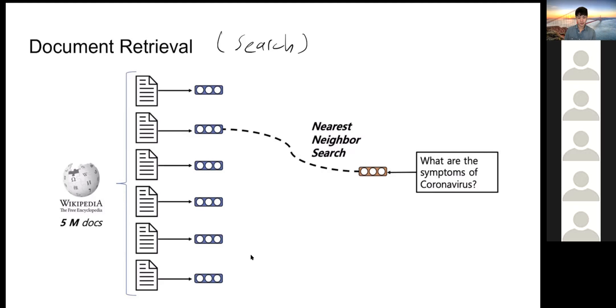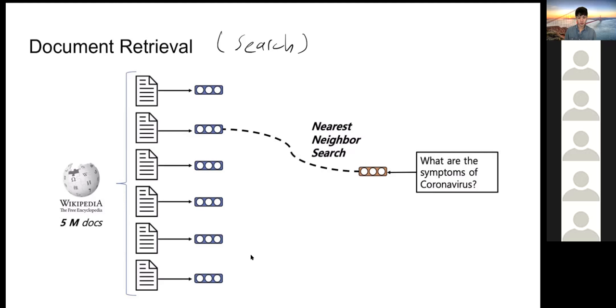And the same thing happens when you're trying to search a few documents from the entire web corpus or Wikipedia: these documents are clustered. Similar documents are clustered together so that you can access these documents very fast.